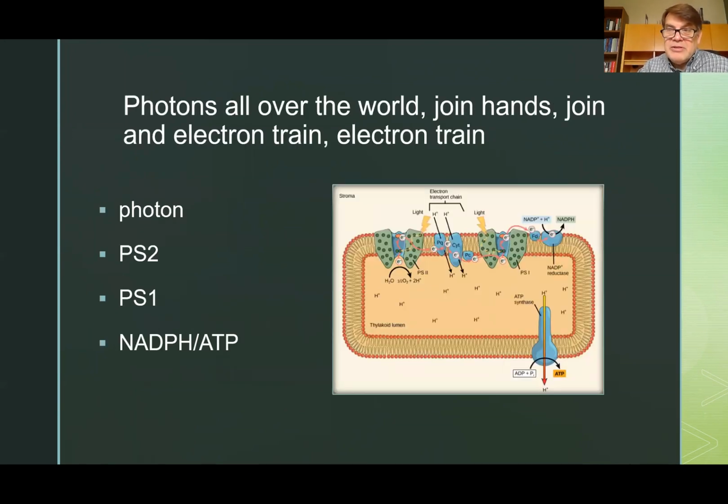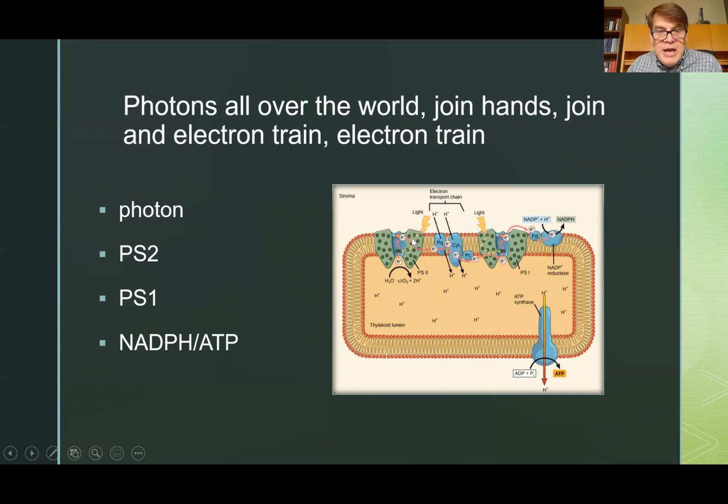Now it's going to get serious. The rest of the video, it's going to get serious here about the light-dependent reactions. Photons all over the world join hands and join an electron train. Okay, so this is an electron train.